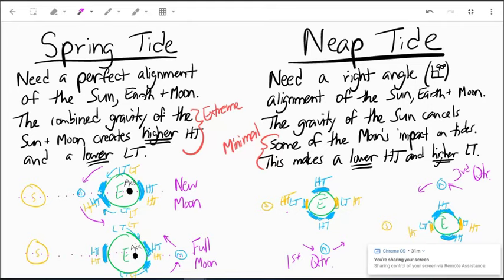Okay? Is the yellow colored HT the sun's high tide? Yes, it is. And so the yellow fills in what's missing with the blue, and that's why you see more around the planet because it's a mix. Because again, the gravity of the sun is canceling some of the moon's impact on tides, so the sun is pulling back.